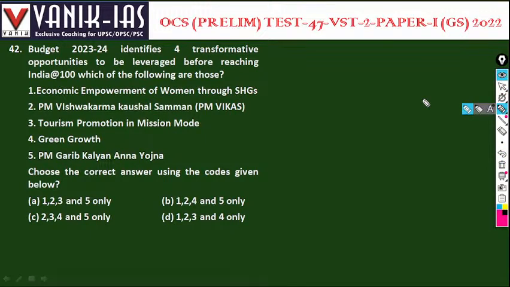Budget 2023-24 identifies 4 transformative opportunities to be leveraged before reaching India at 100. Which of the following are those: economic empowerment of women through SHGs, PM Vishwakarma Kaushal Samman, tourism promotion in mission mode, green growth, PM Garib Kalyan Anna Yojana. This is not in the Budget, this was during COVID time. The government has done this. So these 4 are right. PM Vishwakarma Kaushal Samman, tourism promotion in mission mode. So 1, 2, 3, 4 are right.